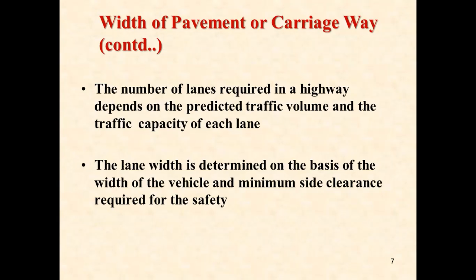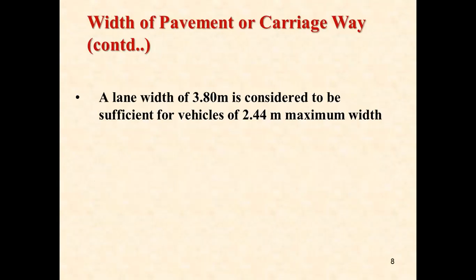How are we going to design it? A lane width of 3.8 meters is considered sufficient for vehicles of 2.44 meters maximum width. So the maximum width of 2.44 meters is taken into consideration, and the lane width is fixed at 3.8 meters. A single-lane road will have a pavement width of 3.8 meters.